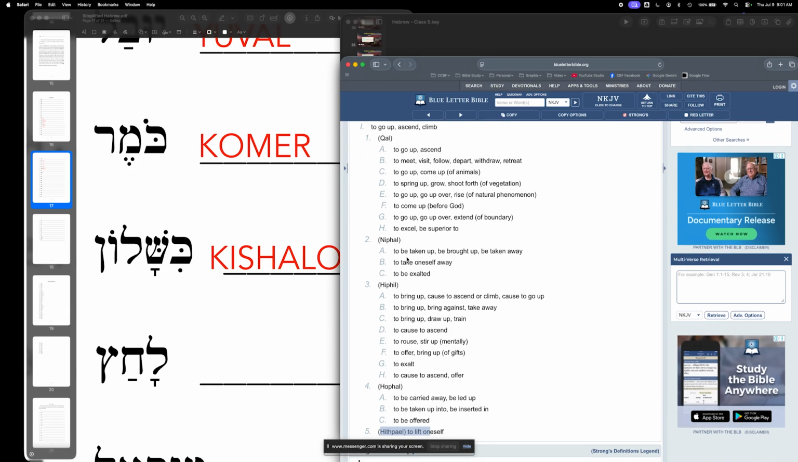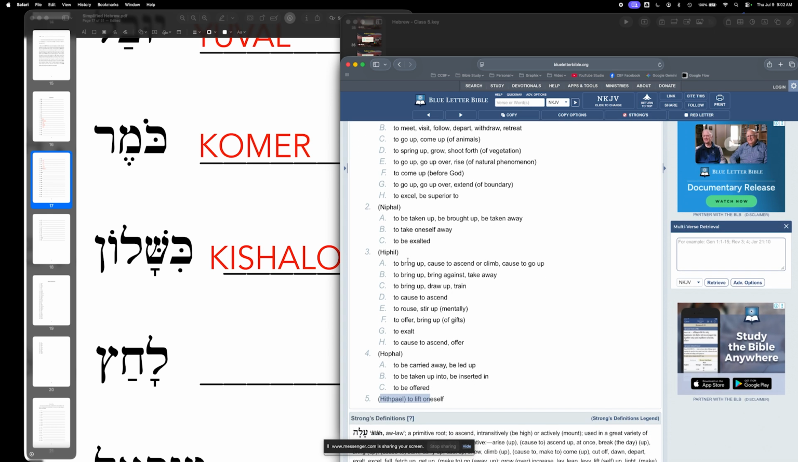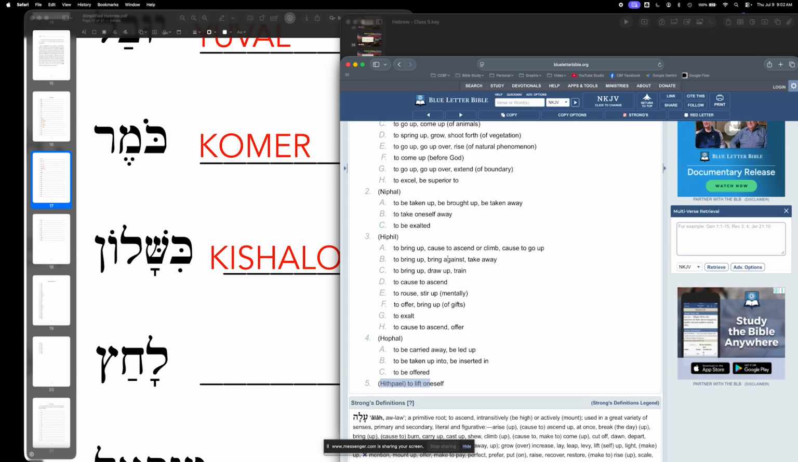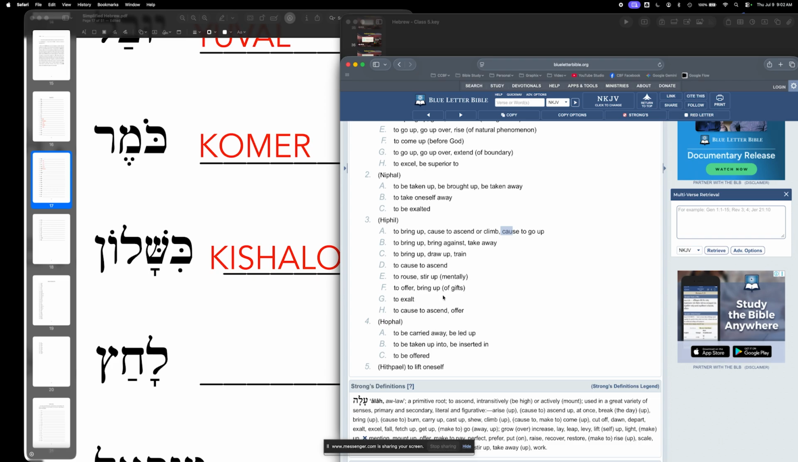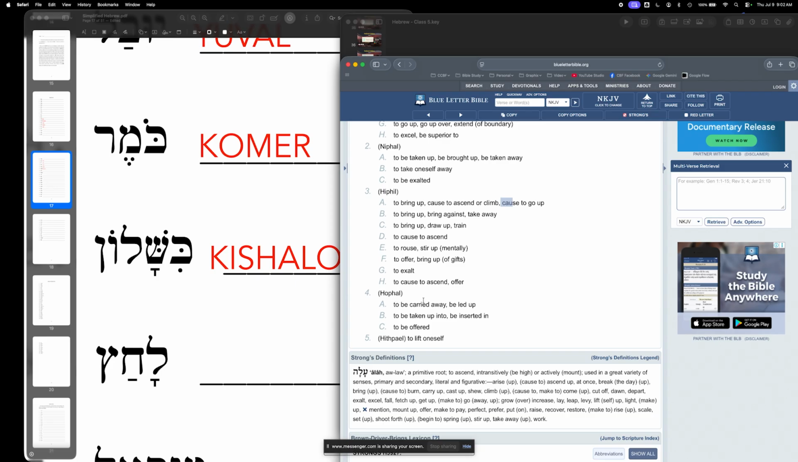If it's a nifal, it's to be taken up, brought up, or to be taken away. Notice it's passive. Someone's taking you somewhere. You're not going up, you're being taken up or taken away. Hifil, causative, to bring up, to cause to climb up. Notice your key word, cause to go up. To cause to ascend, to rouse, to stir up, to offer up, to exalt. It's all causative.